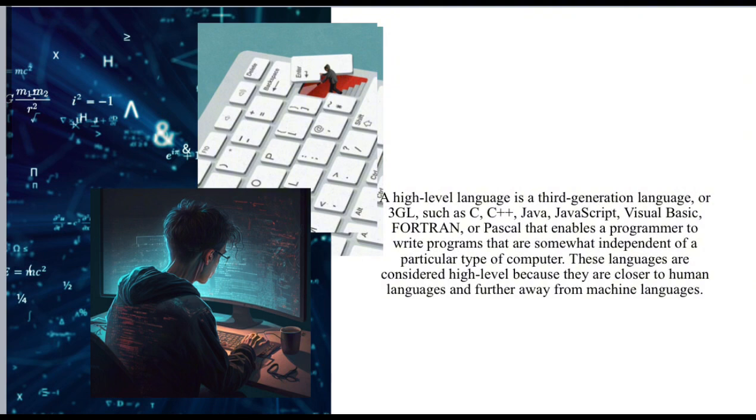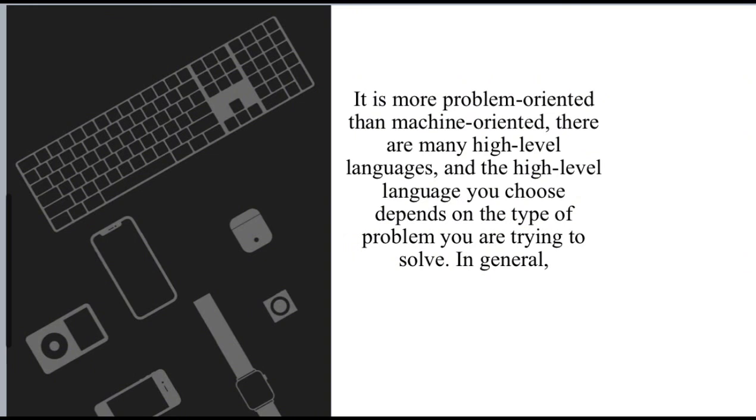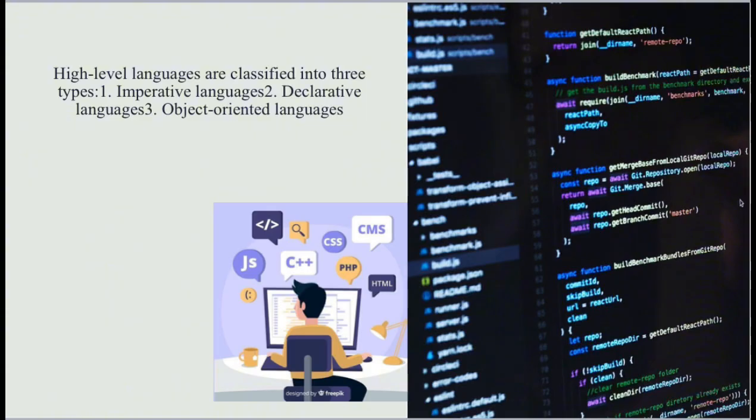These languages are considered high level because they are closer to human language and farther away from machine languages. They are more problem-oriented than machine-oriented. There are many high-level languages, and the high-level language you choose depends on the type of problem you are trying to solve in general. High-level languages are classified into three types. Number 1, imperative languages. Number 2, declarative languages. And number 3, object-oriented languages.